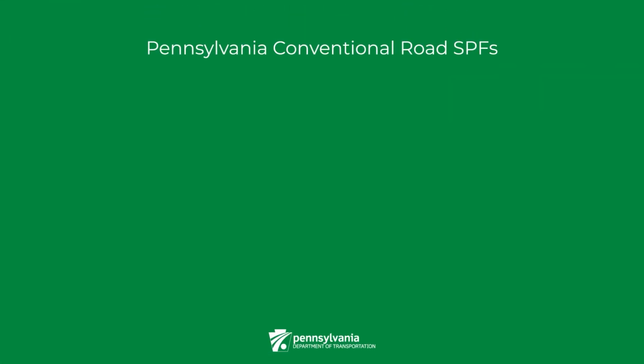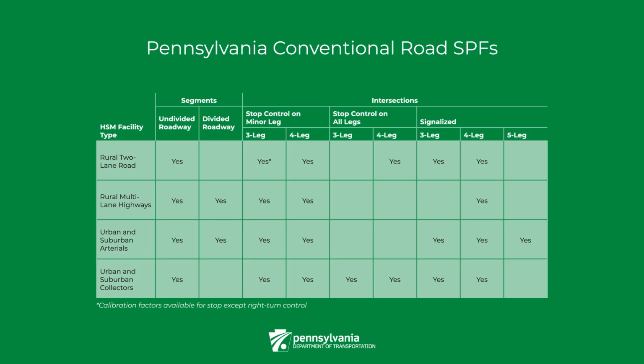So, how many SPFs are there? Here are the conventional roadway site types for which SPFs are available in Pennsylvania. Each cell on the table, or site type, is associated with multiple SPFs. At a minimum, there are SPFs for total crashes and SPFs for fatal plus injury crashes. Additionally, some site types have SPFs for each engineering district instead of statewide SPFs. Throughout this video, we refer to crashes for simplicity, but using SPFs further breaks down crashes into fatal and injury or property damage only crashes.